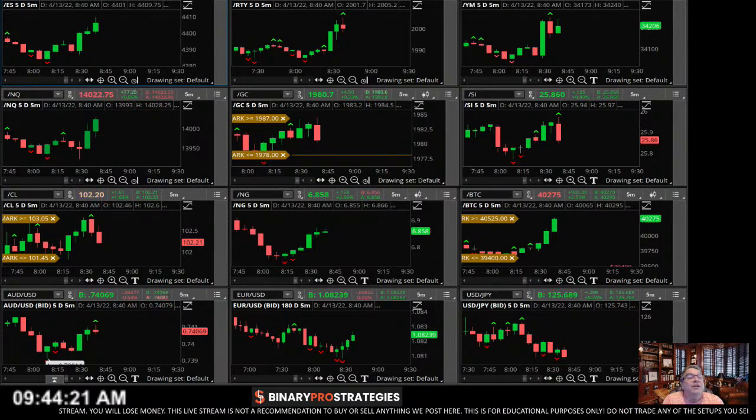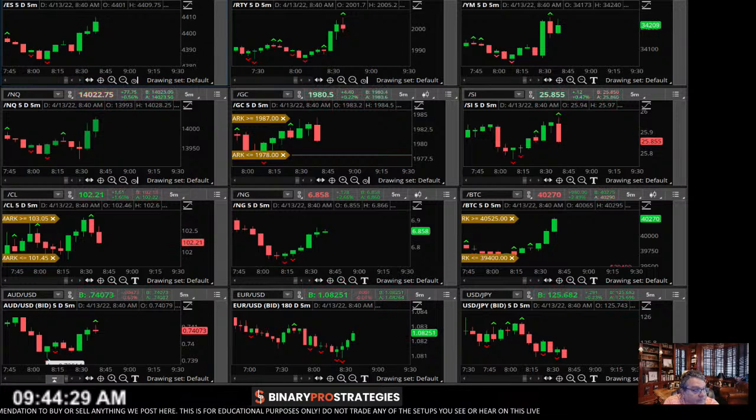Looks like that double in the yen's not going to hold. It gave it up early, so it's already come down. So no short on that US yen. Buy coming up on the Aussie US.